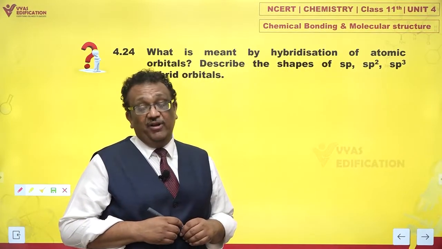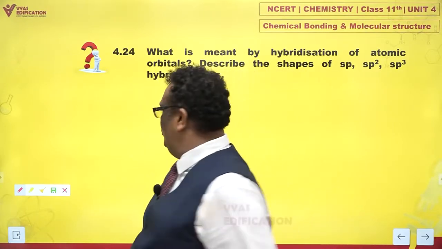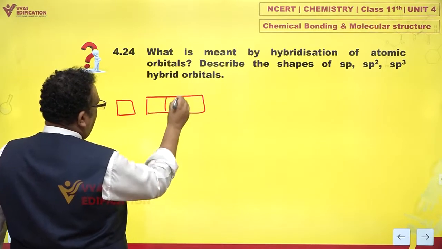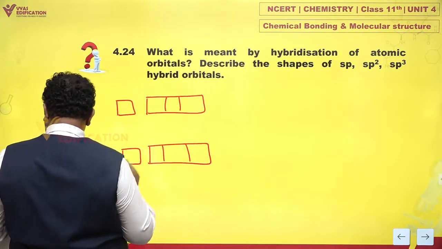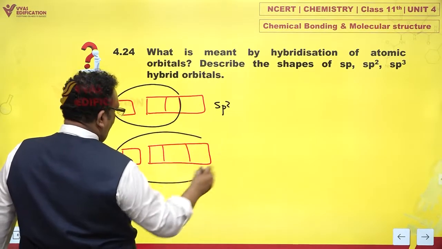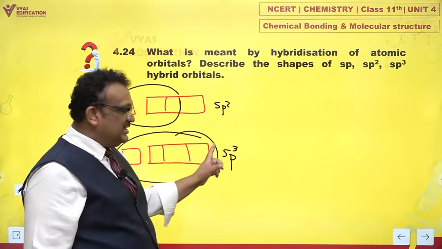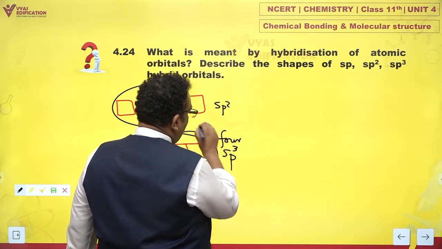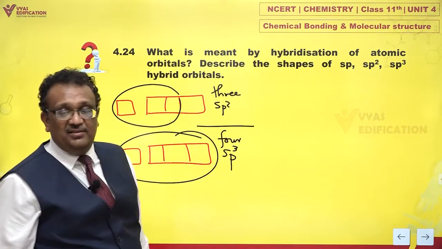In case you are wondering, what about sp2 and sp3? It is exactly similar. I'll show it to you. S and 2p, S and all the 3p orbitals. If you take this, you get sp2. If you take all, you get sp3. 1s and 3p will give you 4 sp3 orbitals. You will get 3 sp2 orbitals like this.